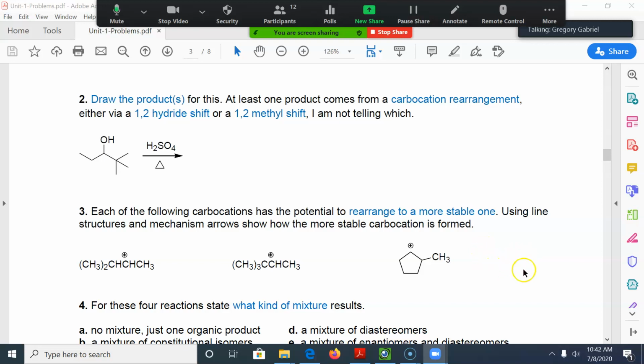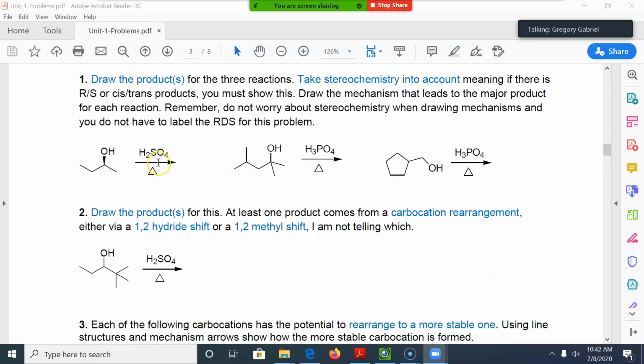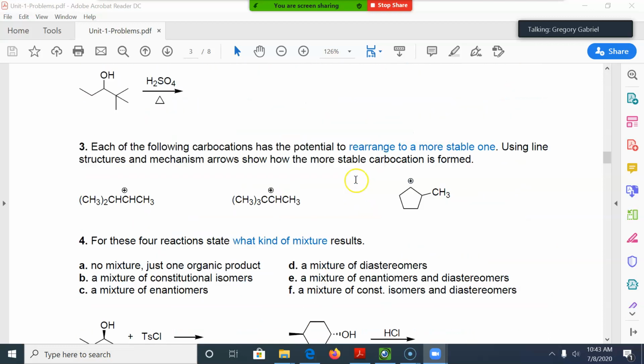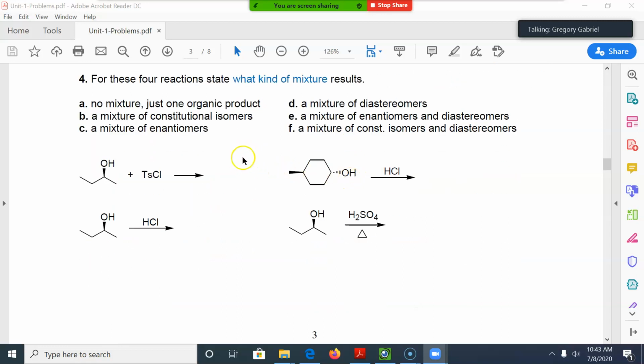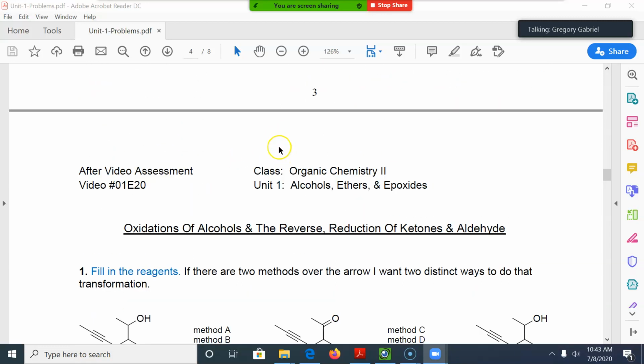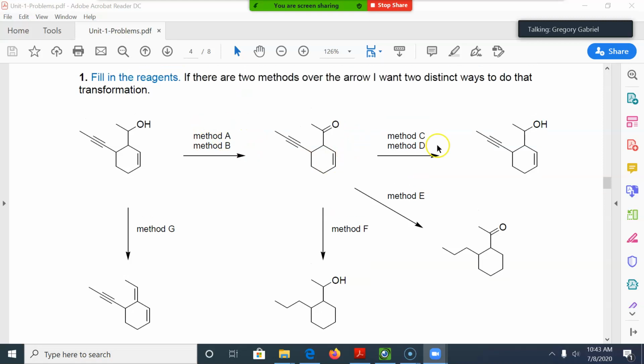Again, I'm trying to give you a variety of different problems. Essentially, most of them are going to be fill in the products and the mechanism. But we've already seen a synthesis. We've already seen a product mixture analysis. Over here, we're not going to do this together, but here is fill in the reagent.